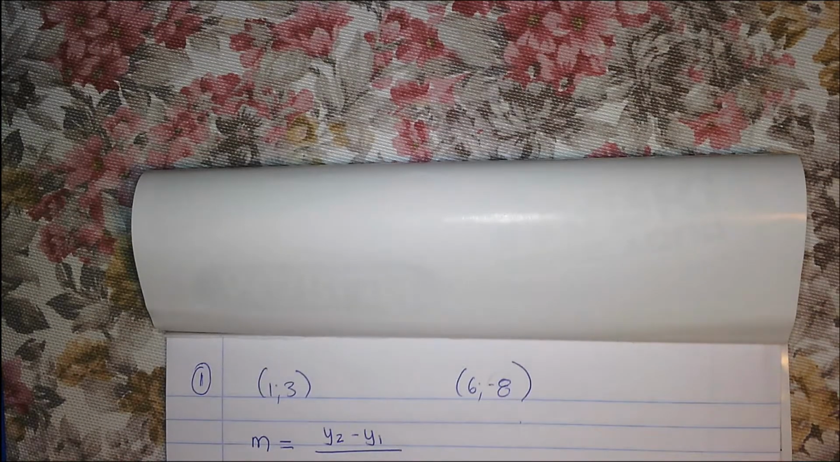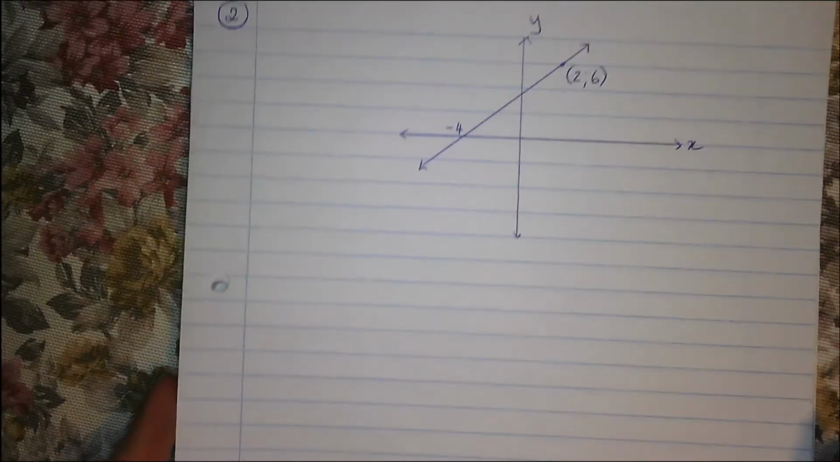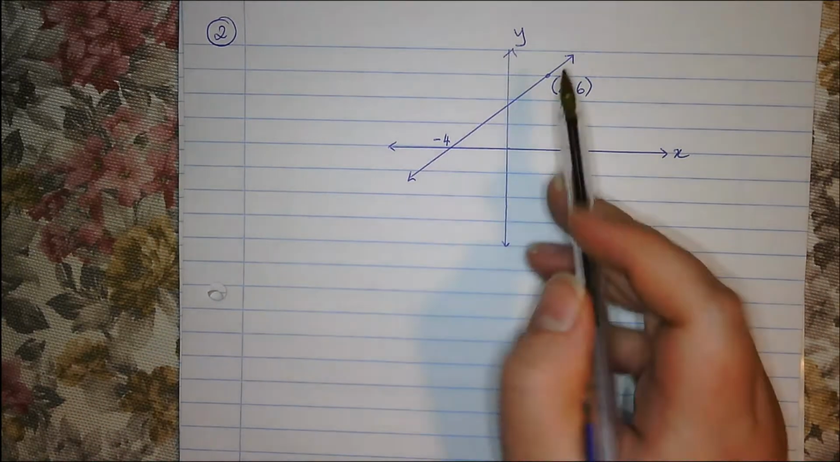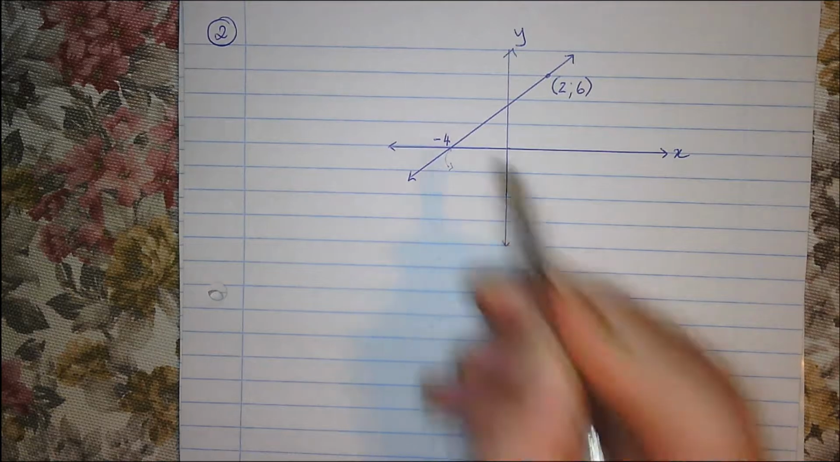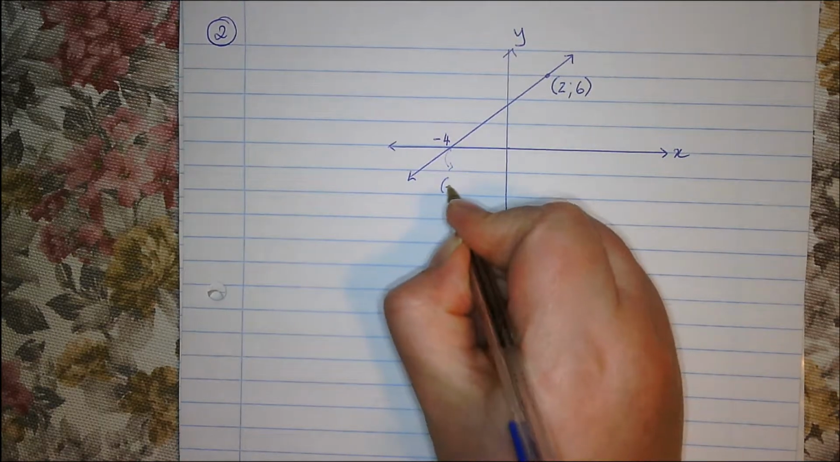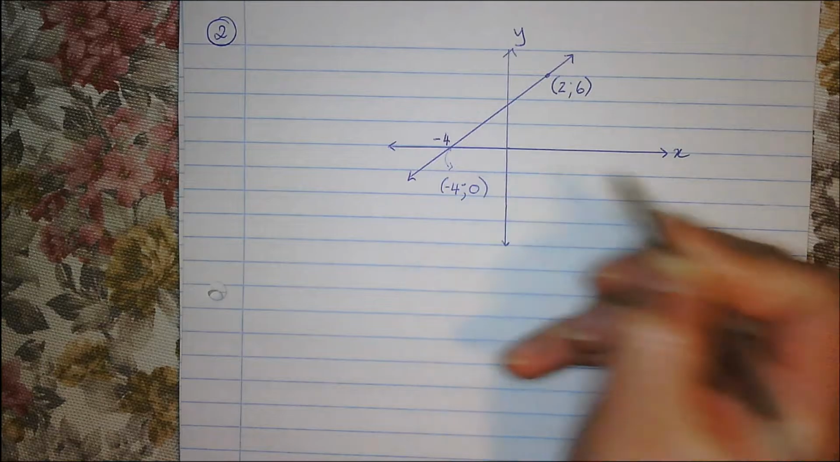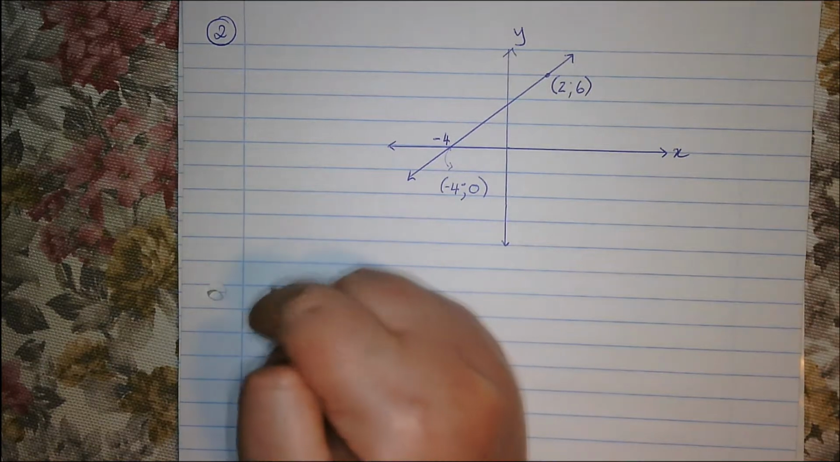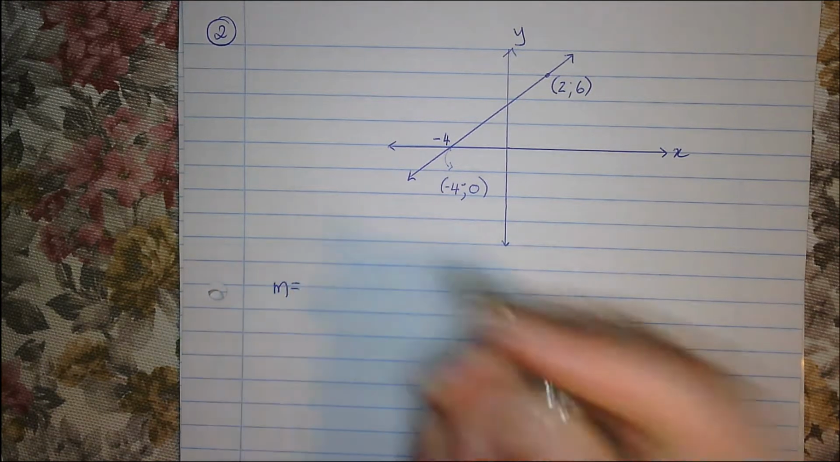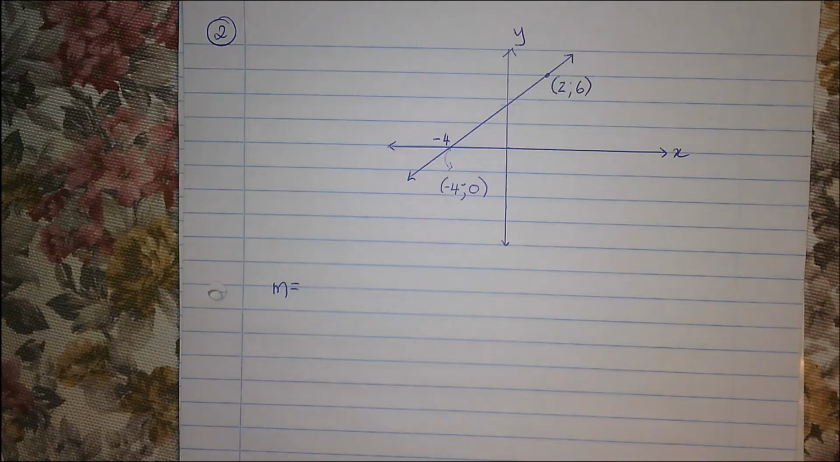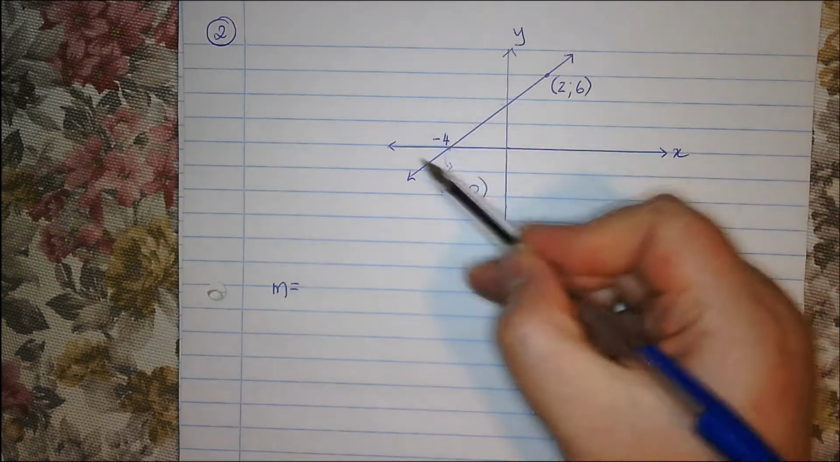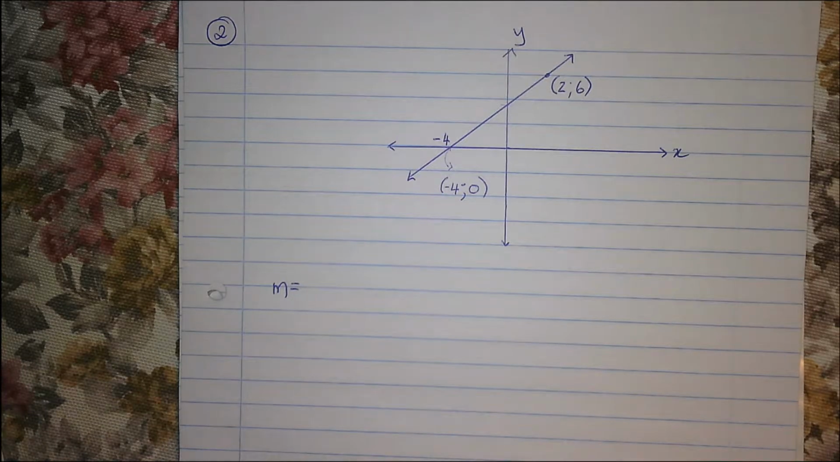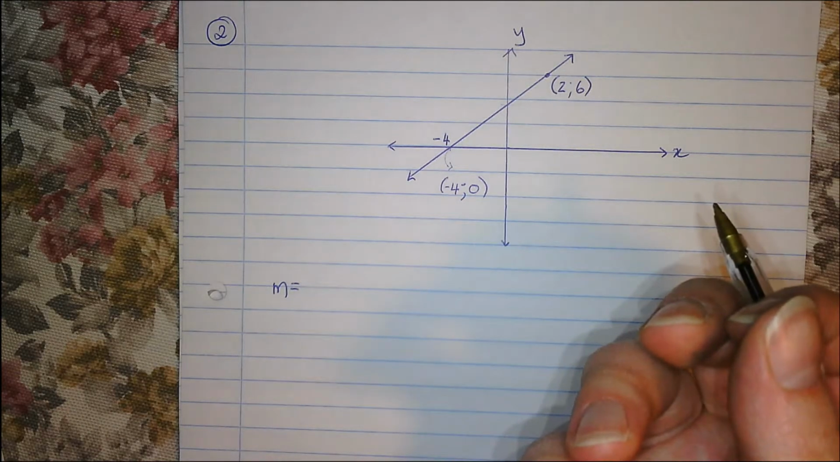Right, let's have a look at the next example. Here we have the coordinate 2 and 6, and you must be able to write this in coordinate form, x value first, then y. We're going to do the gradient again because we do not have the y-intercept. We have an intercept, which is the x-intercept, but we do not have the y-intercept. So we can't substitute in c.